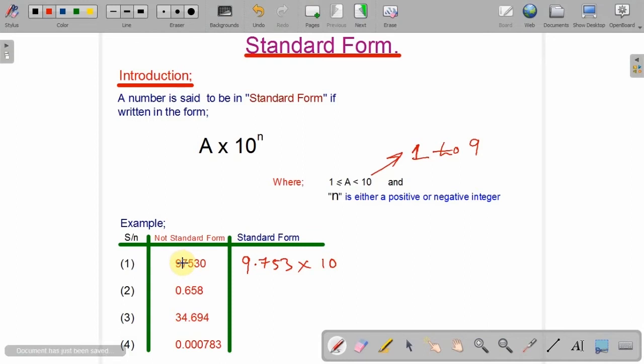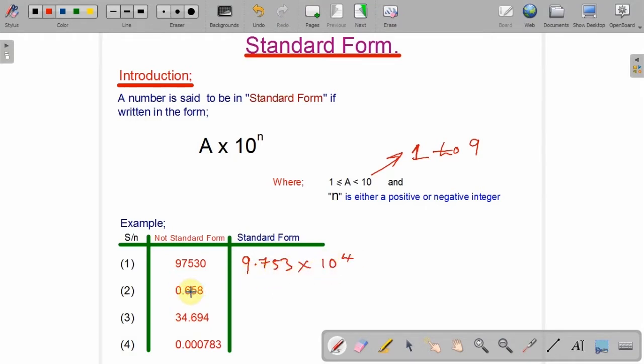How you are going to get it is, after that 9, count how many numbers are there that complete the number. After the 9, where you put the point, if you count, you have 1, 2, 3, 4. 4 numbers. From that place where you put the dot, you count 1, 2, 3, and 4. You put your 4 here. This becomes 9.753 times 10 to the power 4.